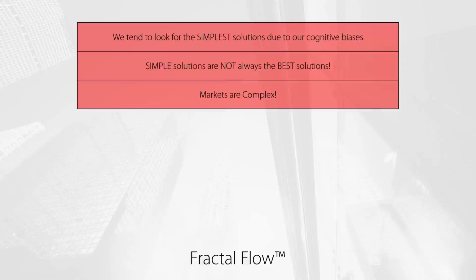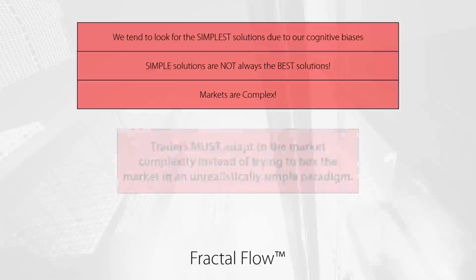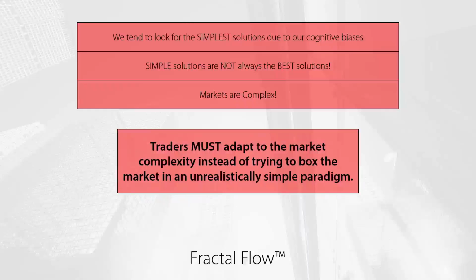Unfortunately, the market cannot be compressed down to the level of univariate tools. The variable that needs to adapt is the trader, not the market. In other words, the trader needs to adapt to the level of complexity of the markets instead of the market adapting to the level of simplicity of our primitive biases and need for cognitive comfort.